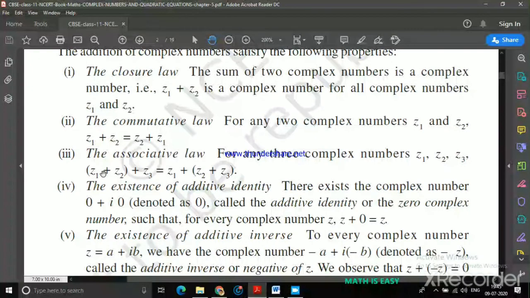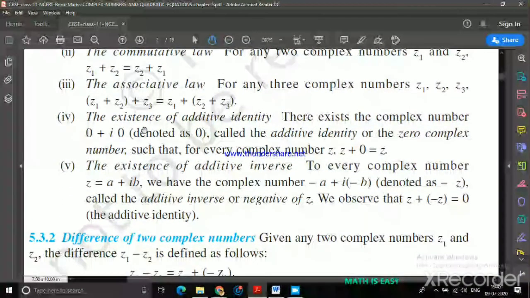Associative property: if you have three complex numbers, Z1, Z2, Z3, then first you add Z1 plus Z2, whatever answer you get, then add that answer to Z3. That will be the same as first adding Z2 and Z3, and then adding that answer to Z1. So both will give you the same answer. The order in which you are adding them does not make any difference to the final answer.